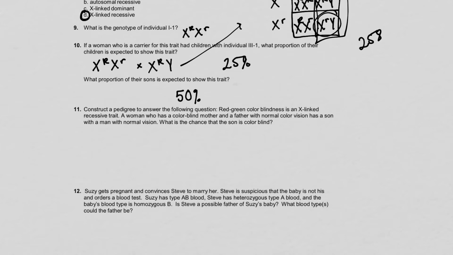All right, so next, construct a pedigree to answer the following question. Red-green colorblindness is an X-linked recessive trait. A woman who has a colorblind mother and a father with normal vision has a son with a man with normal vision. What is the chance the son is colorblind? So we've got to work backwards a little bit. Let's make the key first.